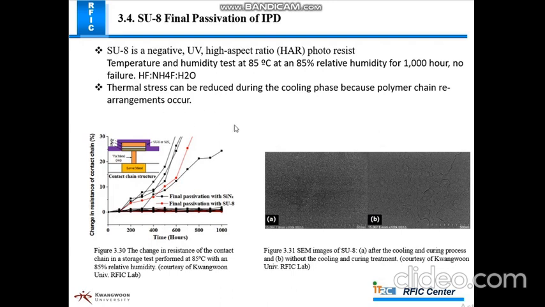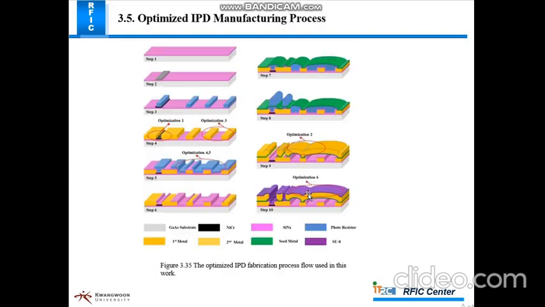Thermal stress can be reduced by using, so in this figure we can see the AFM image of SU8 after the cooling and curing process and without the cooling and curing process. So in this figure we can reduce the thermal stress after the cooling and curing process, because polymer chain rearrangement occurs, that's why this is good for us. So the optimized IPD manufacturing process is shown in this figure.